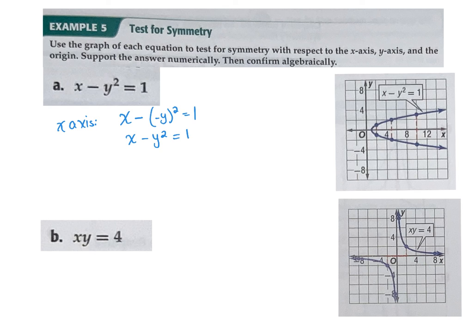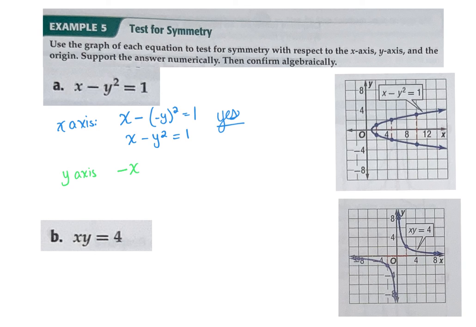Is that the same as my original function? Yes, x minus y squared equals 1. That is the same. Don't you agree? So yes, this is symmetric to the x-axis. If you look at it, you can actually see it symmetric to the x-axis, right? Visually. All right, if I'm checking my y-axis, I am going to replace my x with a negative x.